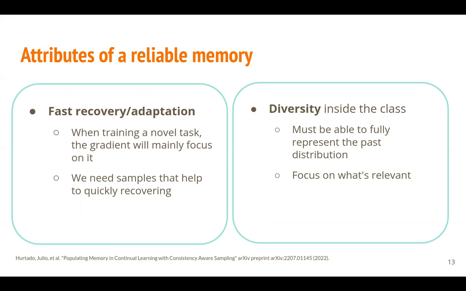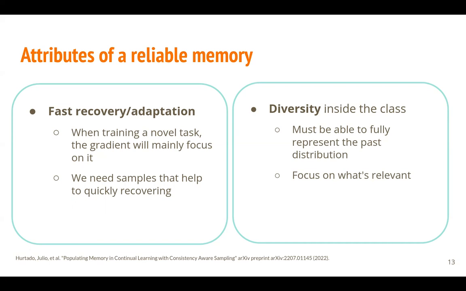However, we want the elements of the memory to say, okay, we're losing performance, what can we do? And we can rapidly recover this performance that we previously had. So we need these elements to be representative of that particular task, and thus it's a fast recovery adaptation.